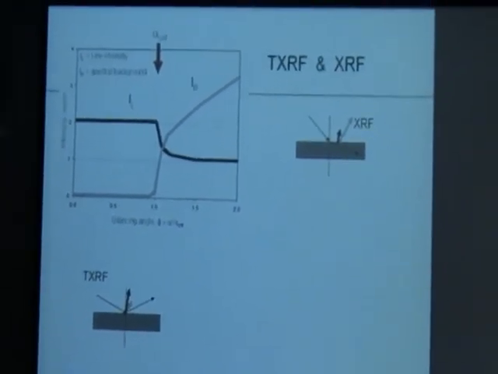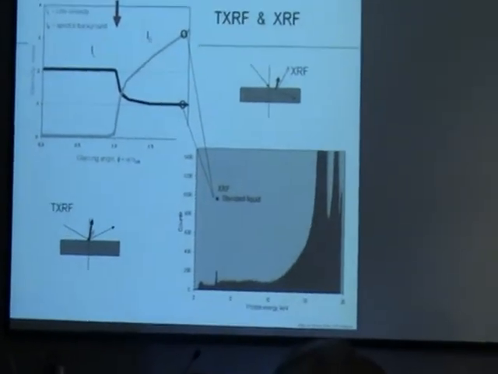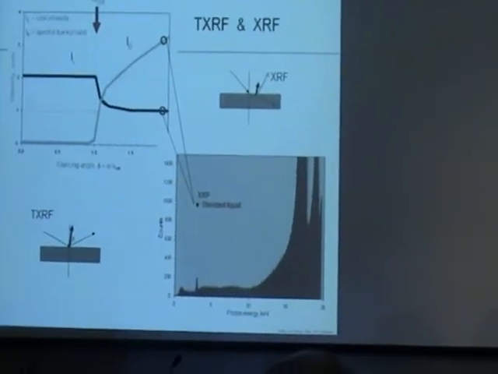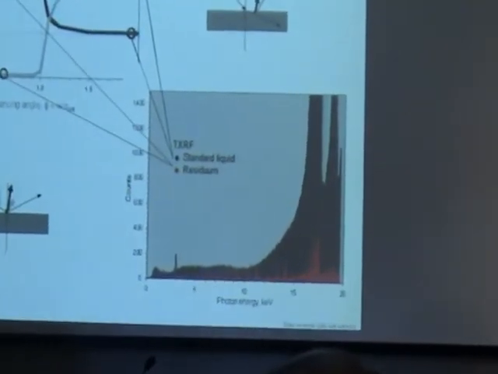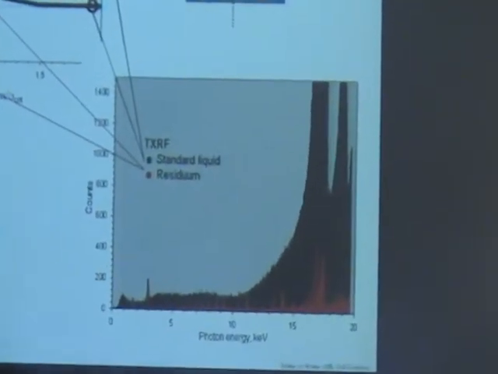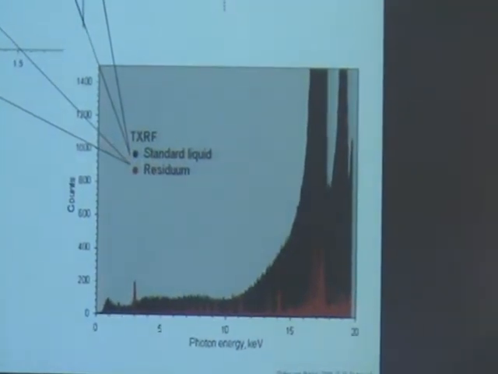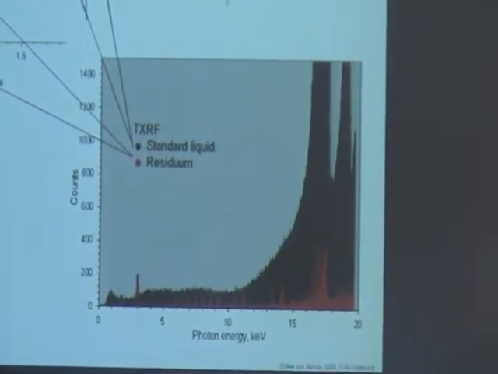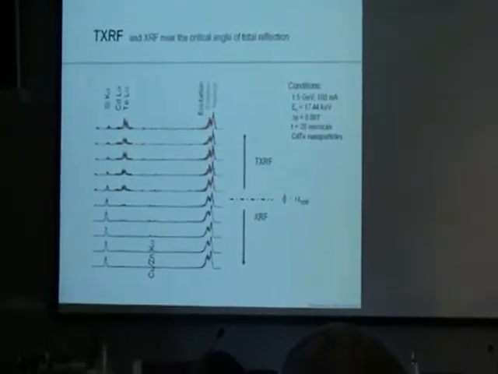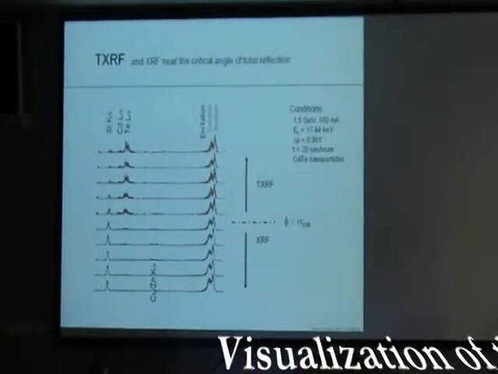If we put a droplet on a sample carrier and look via XRF, we have this spectrum. The same sample under TXRF, you see a lot of elements. What is the main difference? The spectral background is suppressed. What happens when you see a series of spectra?